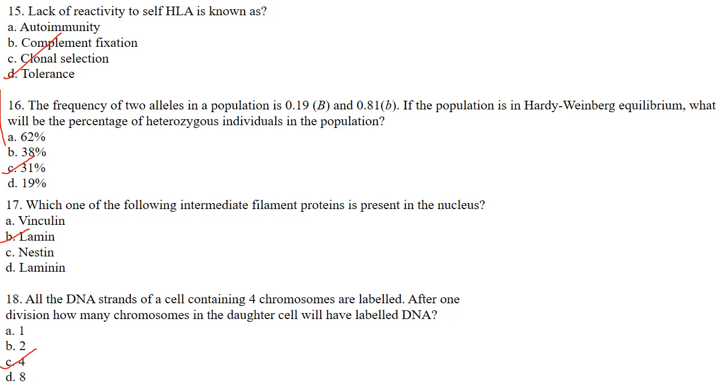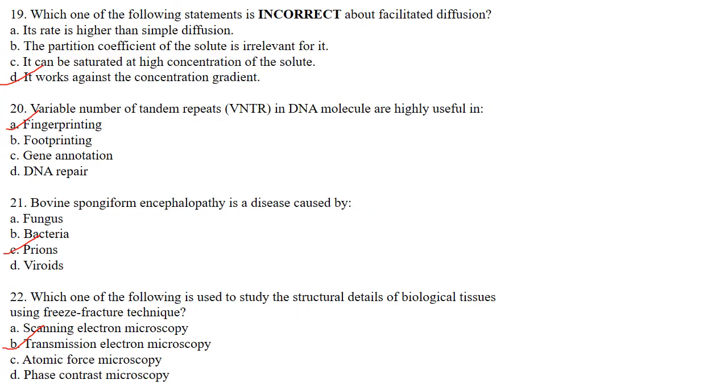Then next one. All the DNA strands of a cell containing 4 chromosomes are labeled. After one division, how many chromosomes in the daughter cell will be labeled DNA? 4 itself. Answer is option C, that is 4.